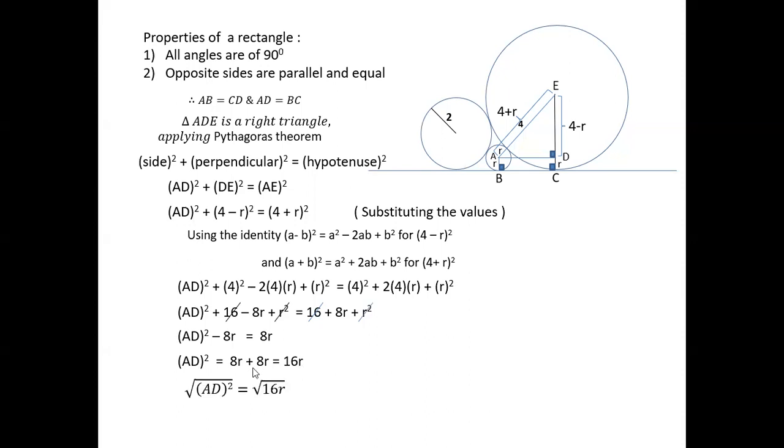So let us take the square root of both the sides. So AD square is equal to root of 16R. The square and the root cancel and it will be only AD. And root 16 is 4 and R does not have the power, so it remains in the root sign. So AD is equal to 4 root R. AD, that is this length, is 4 root R. That means BC is also 4 root R. So AD is equal to BC is equal to 4 root R. This is your first condition.